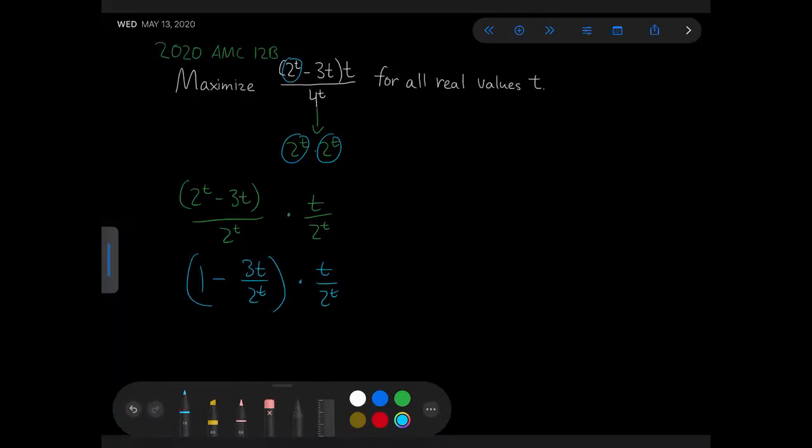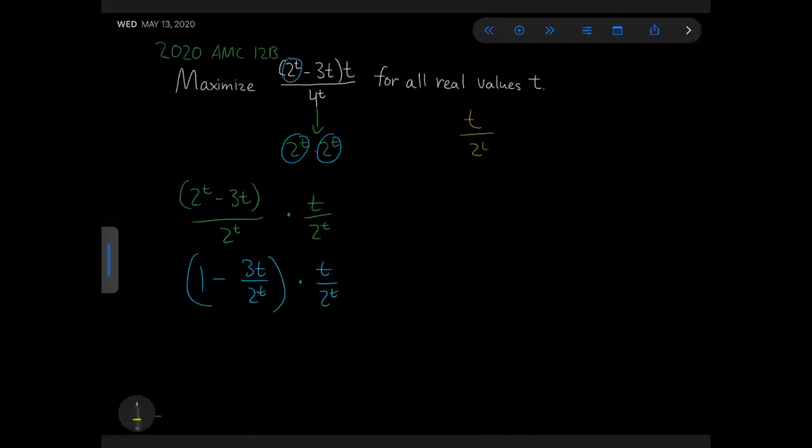So let's say that t over 2 to the t is equal to a. So let's rewrite our product of fractions. Okay, 1 minus 3a times a. This is a lot nicer. And we're trying to find the maximum value of this, right?